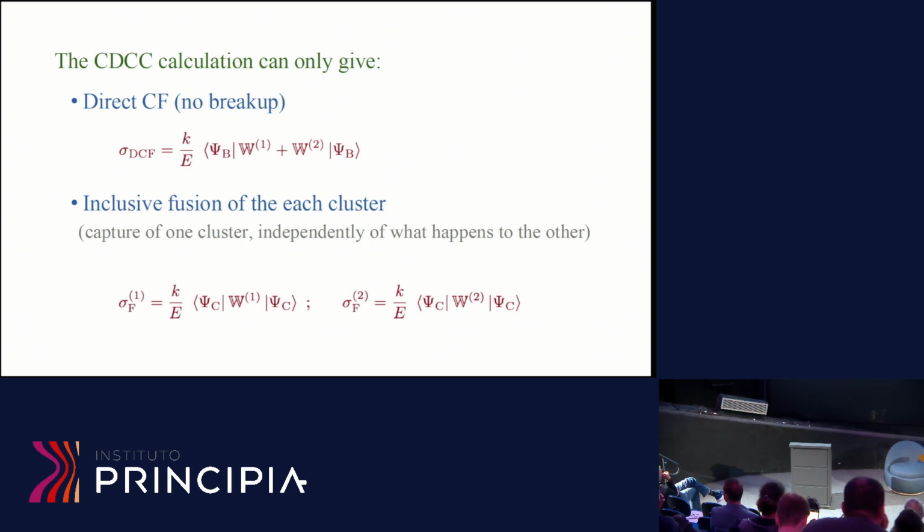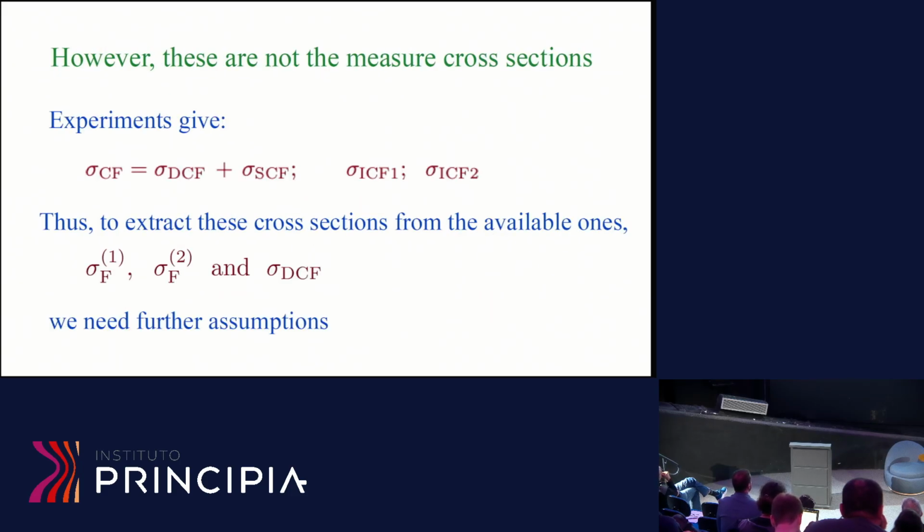Then we have the task of using these quantities, which is all one can get from the coupled channel approach. One should extract from them the cross-sections which are actually measured. And this is not possible with the continuum coupled channel methods alone. One has to make further assumptions for this purpose. And that is what the method we developed does.